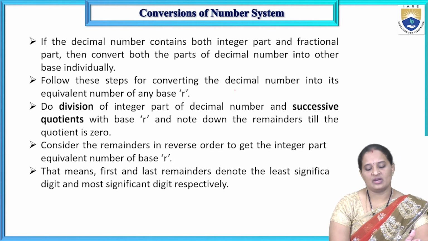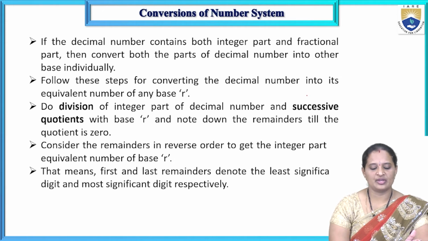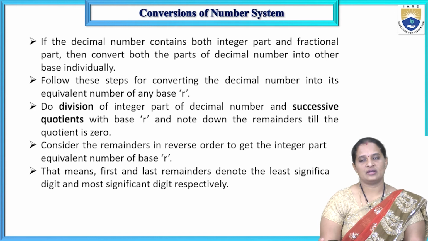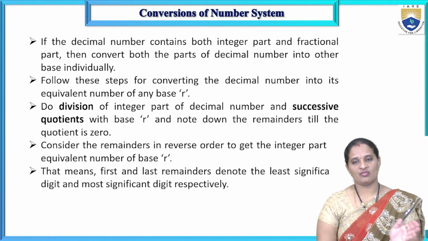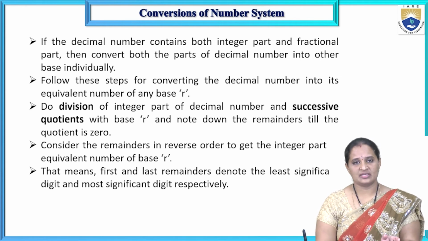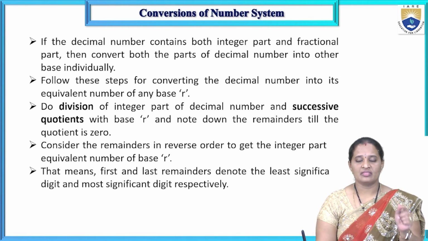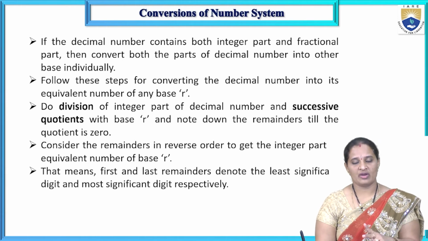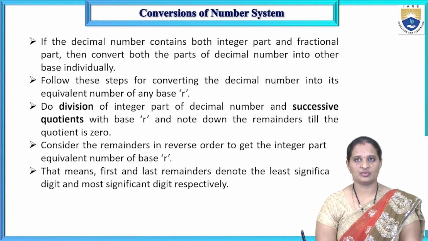So how do we convert a decimal number into its equivalent number of any base? Why do we need to convert actually? A decimal number consists of 0 to 9, whereas the computer can understand only two symbols, because the computer is a digital system. That means we can have only 0 and 1, and only those can be understood by the computer. So I want to convert the decimal data into zeros and ones.